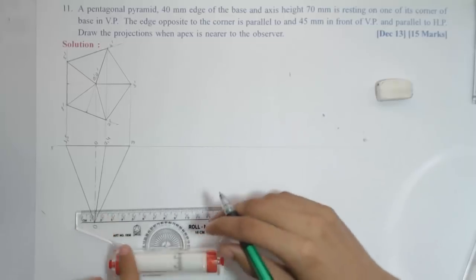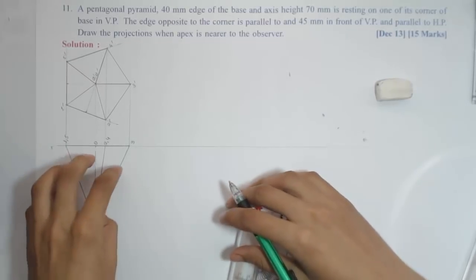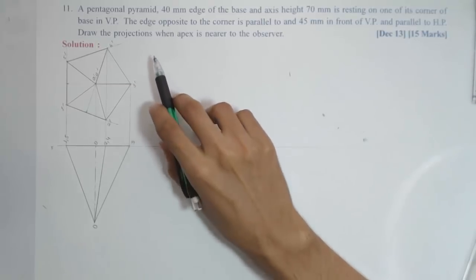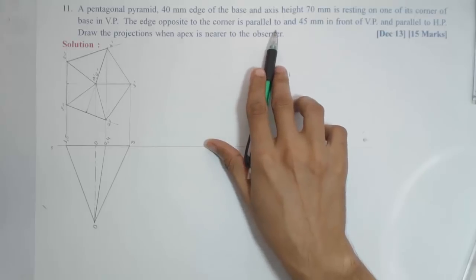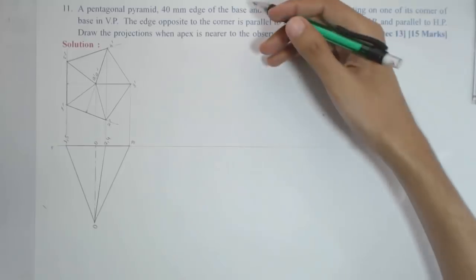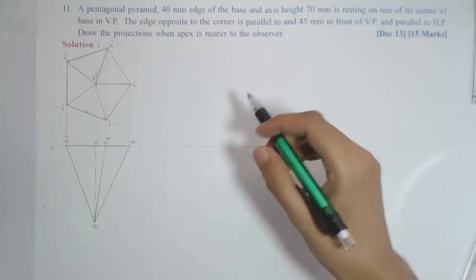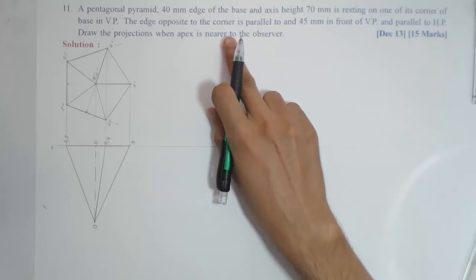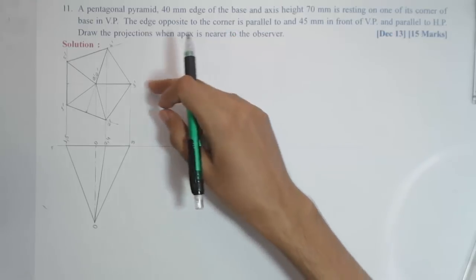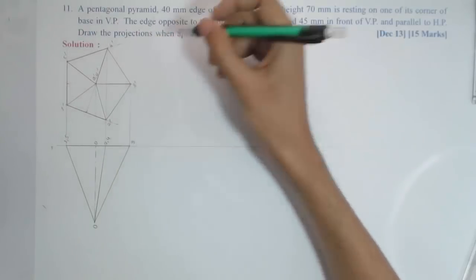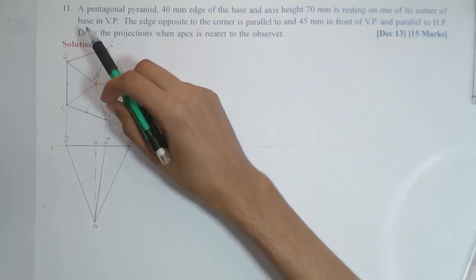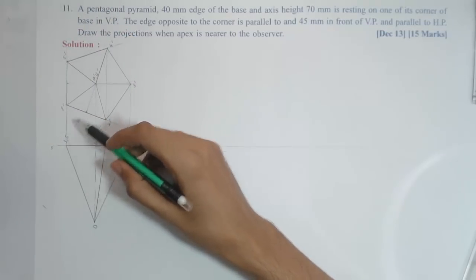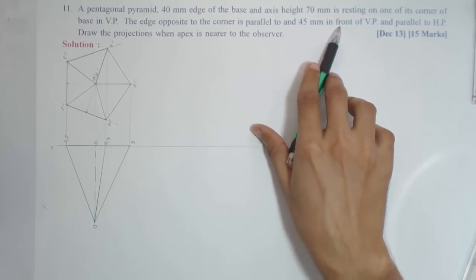Now in next stage, the top view will be redrawn. So we need the condition with the VP. The condition with the VP is given as the edge opposite to the corner is parallel to and 45 mm in front of the VP. In front of the VP means, like we had solved two problems where apex was given above the HP by some distance, but here that corner, the corner we considered is 3 dash. So the edge opposite to the corner is 1 dash 5 dash. Now the condition is given for this edge. Now here that edge is nothing but 1 5, is parallel to and 45 mm in front of the VP.